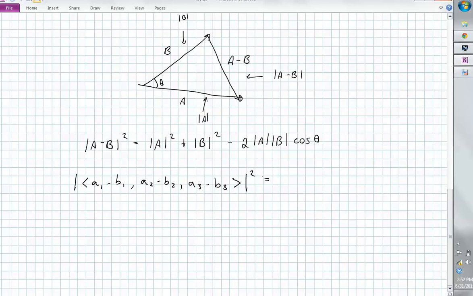And on the right-hand side, there are similar things. I'm not going to write it out. I'll write out the first one, say. Yeah, I'll just write out.